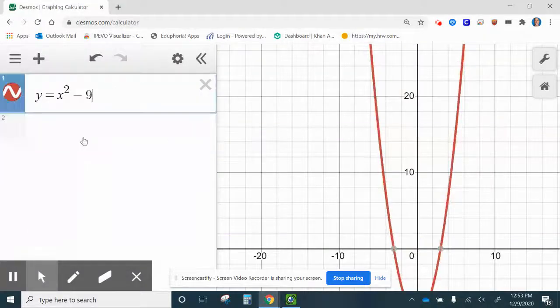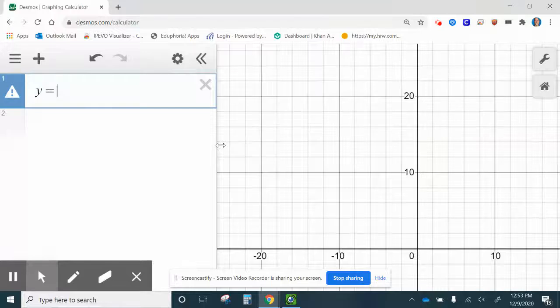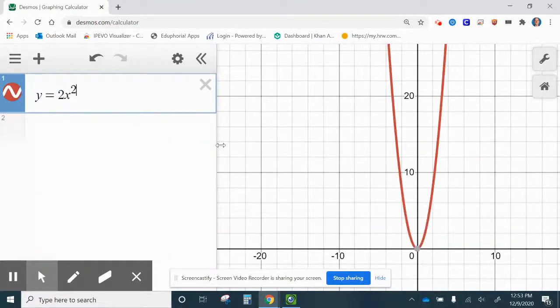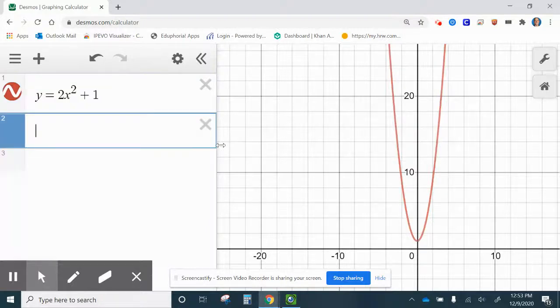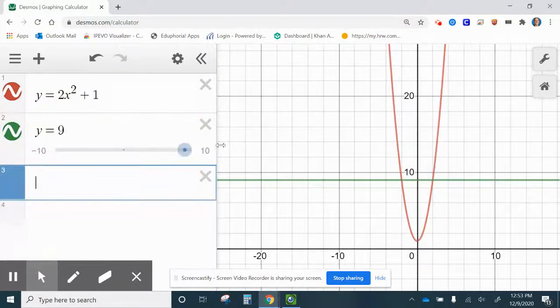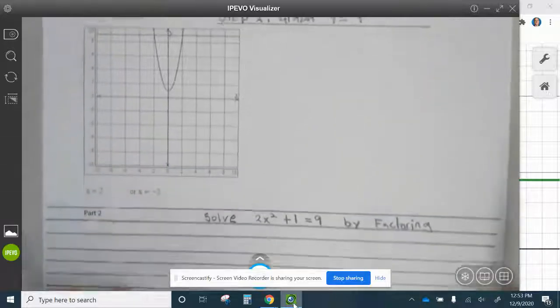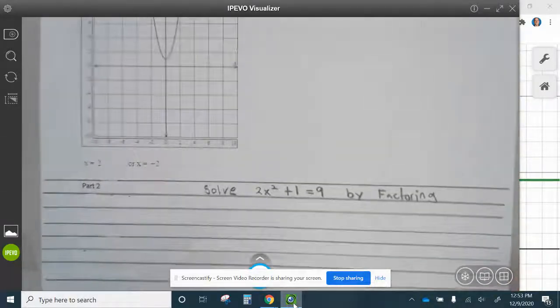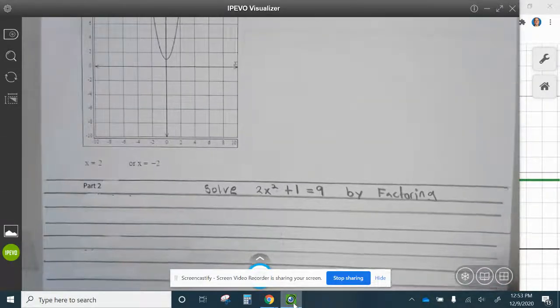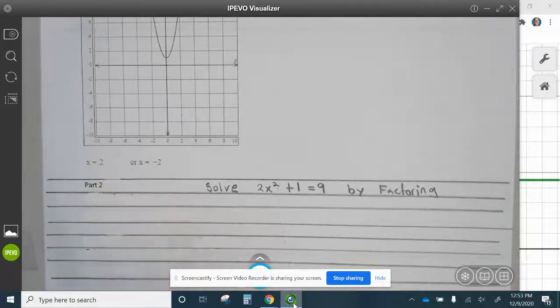So we can just delete here, y equals 2x squared plus 1, and y equals 9. Okay, click on the point of intersection. Don't click on that. I don't know why that's there and this point. So our x values are negative 2 and 2. Okay, x equals 2 and negative 2.